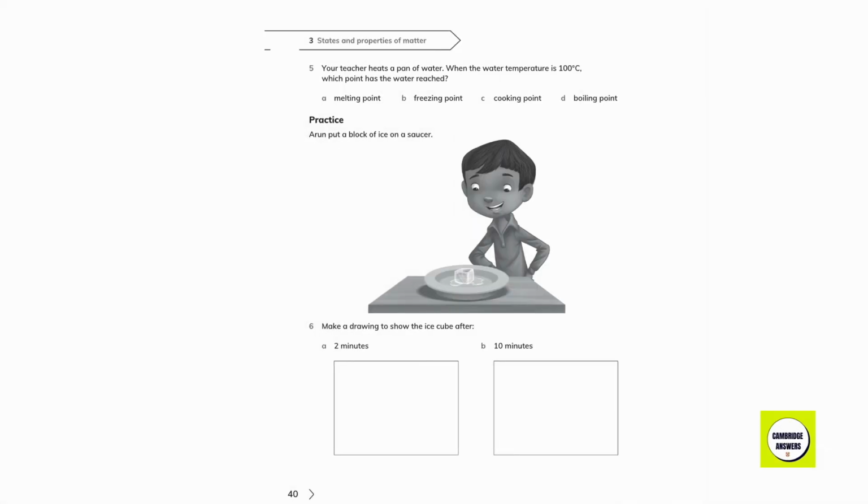Your teacher heats a pan of water. When the water temperature is 100 degrees centigrade, which point has the water reached? Boiling point. Arun put a block of ice on a saucer. Make a drawing to show the ice cube after 2 minutes, 10 minutes.